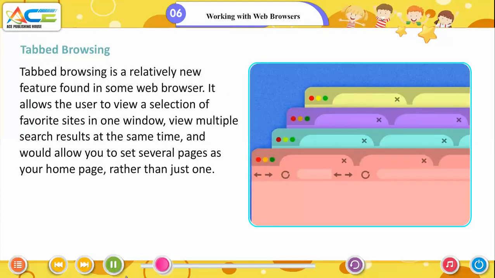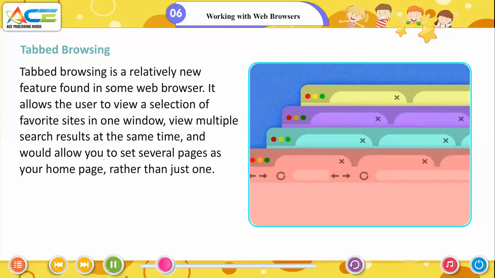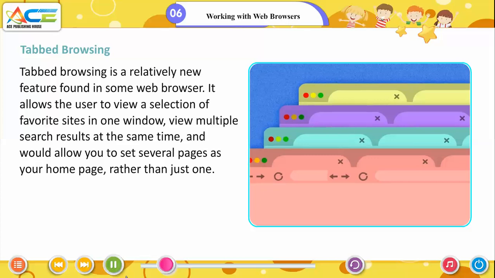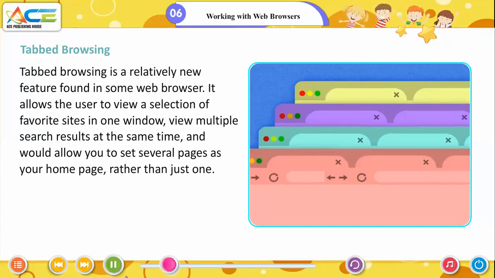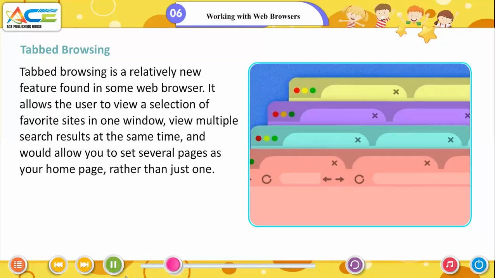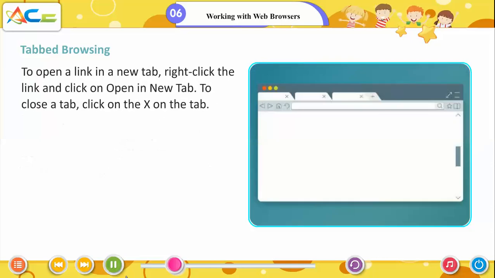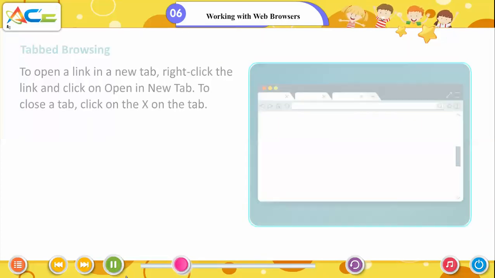Tabbed browsing. Tabbed browsing is a relatively new feature found in most web browsers. It allows the user to view a selection of favorite sites in one window, view multiple search results at the same time, and set several pages as your home page, rather than just one. To open a link in a new tab, right-click the link and click on Open in New Tab. To close a tab, click on the cross on the tab.